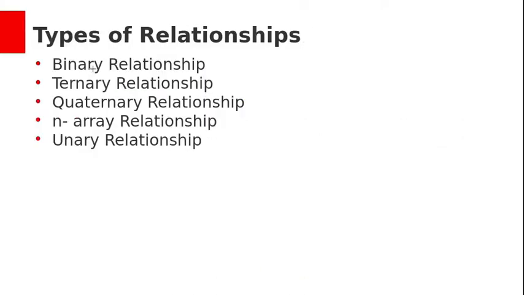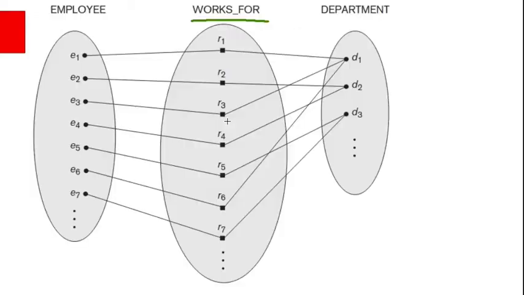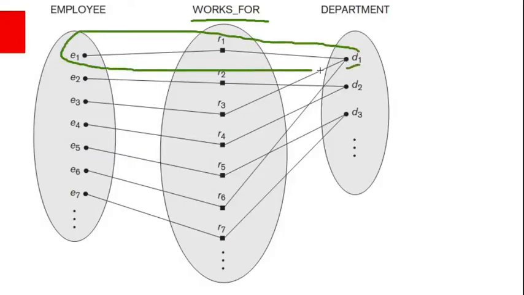Based on this degree, we can divide these relationships into these categories: binary relationship, ternary, quaternary, and n-ary relationship, and unary relationship. Let's see. Employee E1 is working for department D1. This is the relationship. In this relationship, two entities are participating, one is the employee, another one is department. So it is a binary relationship, and works for is a binary relationship type.